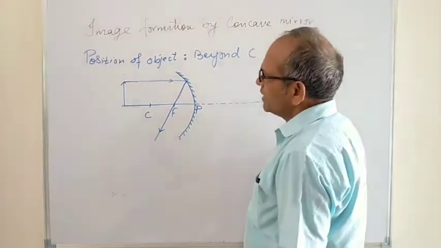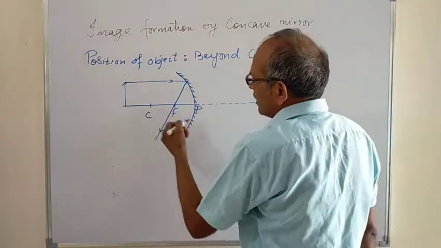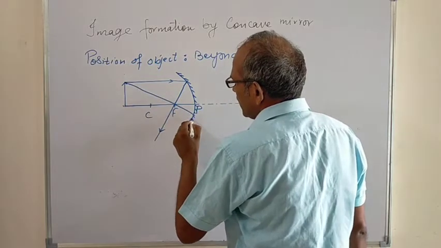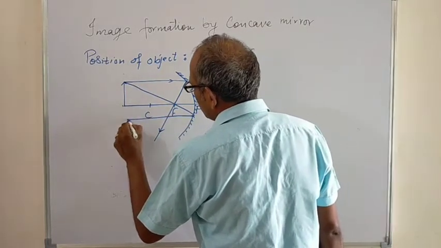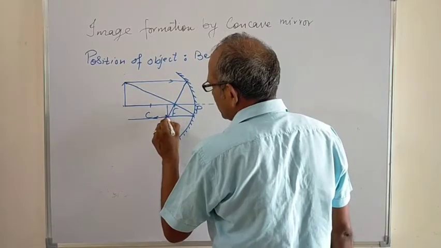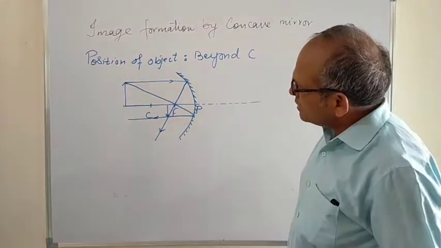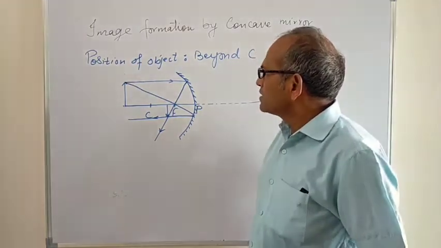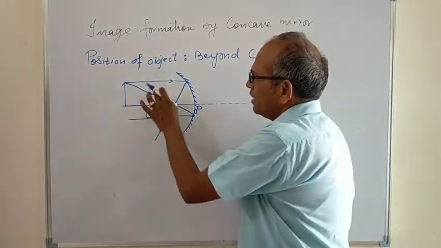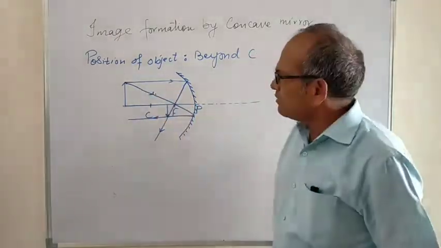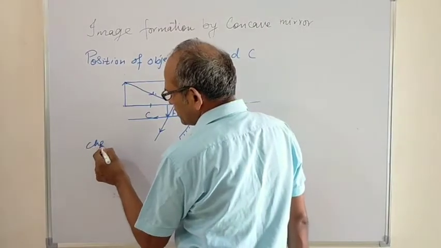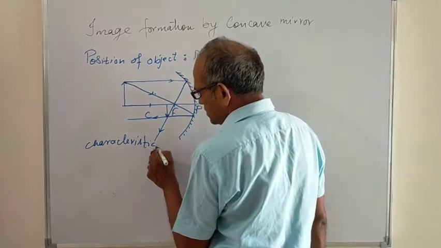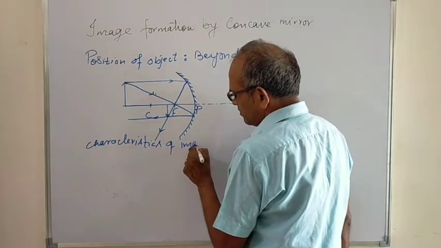Then I'll take the second rule: if the ray of light passes through the focus, then it becomes parallel to the principal axis. So you can see that the rays are intersecting between C and F. So the image will be formed between C and F. Now, the characteristics of the image formed.